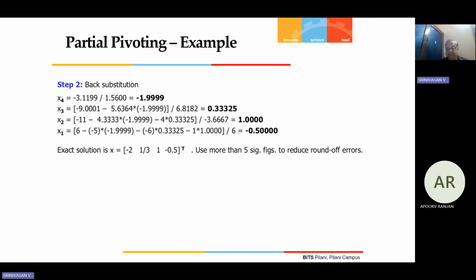Okay, AR, got it? Is it clear? Fine, sir. Okay, fine, good. Thank you for your rapt attention throughout the session. And what's your full name? Apurv Ranjan, sir. Good. Okay. Thank you, sir. Thanks for sharing the knowledge. Have a great weekend, sir. Thanks. Same to you. Bye.